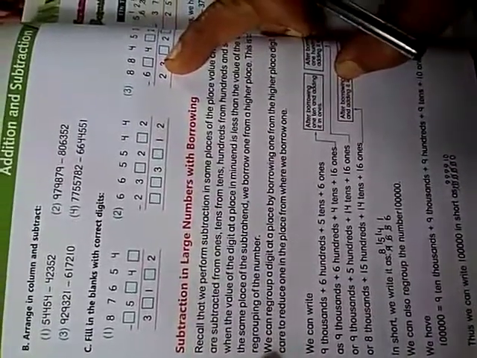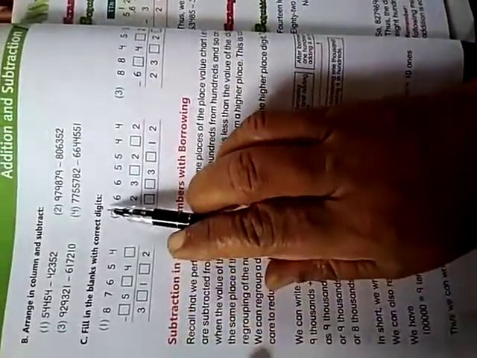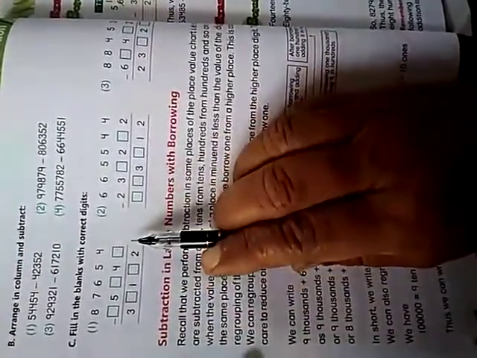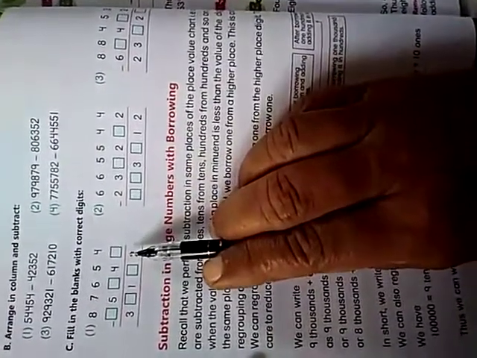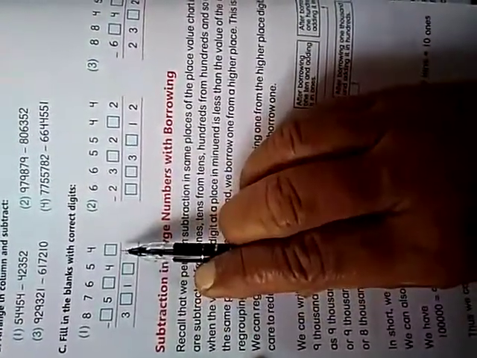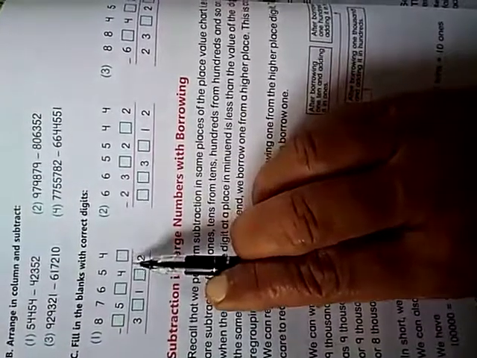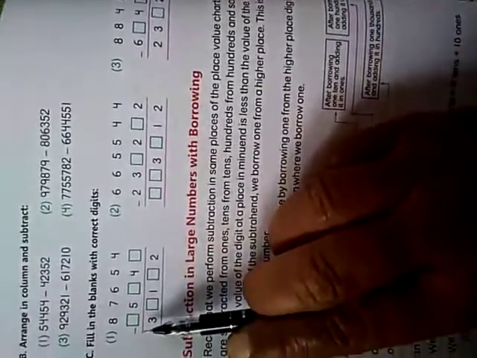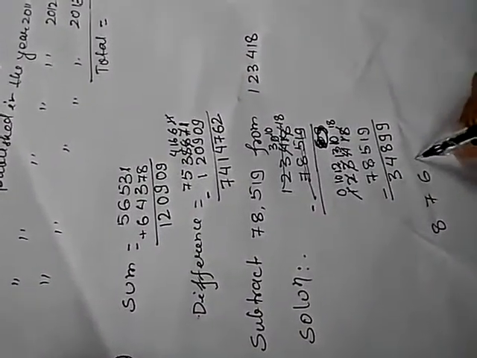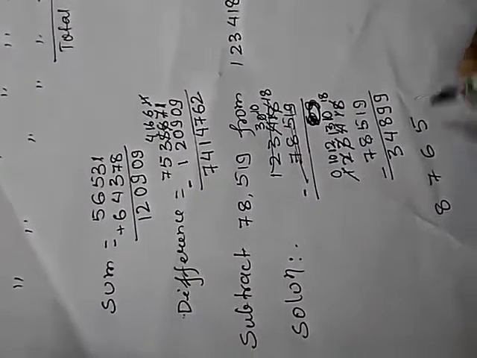Now these are also for you for home assignment. The same, fill in the blanks with correct digits. Let me solve a few questions. At first I solve the first question. How can we fill up the blanks correctly if there is subtraction? At first let me write the number. See here. Here it is written 8. Here it is 7. Here it is 6. Here it is 5, 6, 5, 4.